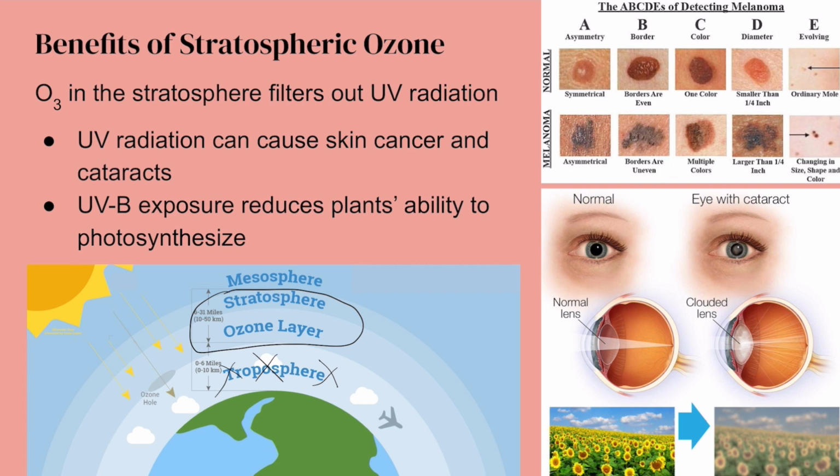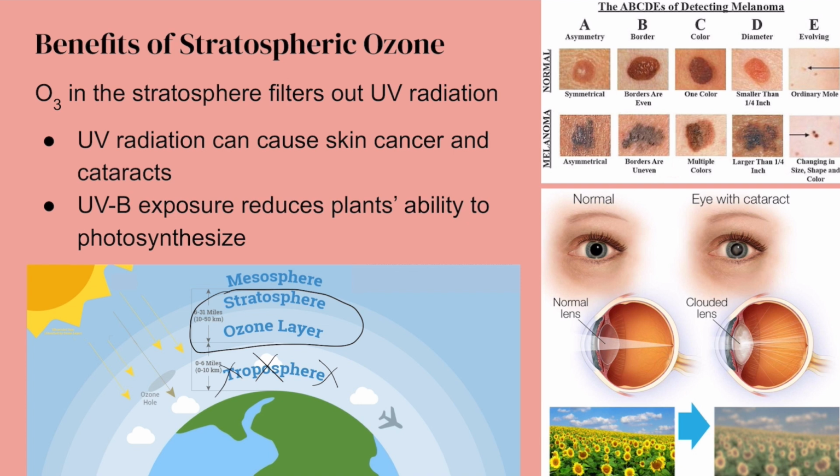So ozone in the stratosphere is very beneficial. This ozone layer is really important to sustaining life on Earth because it does this filtration of UV radiation. All types of UV radiation, so A, B, and C, can damage tissues and DNA. They can cause things like skin cancer and eye conditions like cataracts.